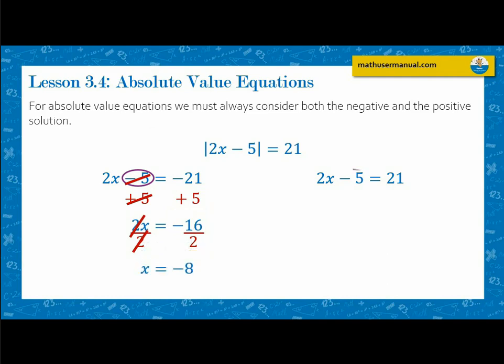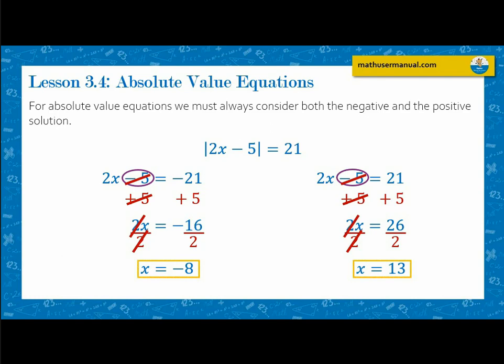Then we move on to the right side. We do the inverse operation of the negative 5, so it's positive 5 on both sides. 21 plus 5 is 26. Then we divide both sides by 2. And we get the same answers that we got in the first part of this lesson: x equals negative 8 and x equals 13.